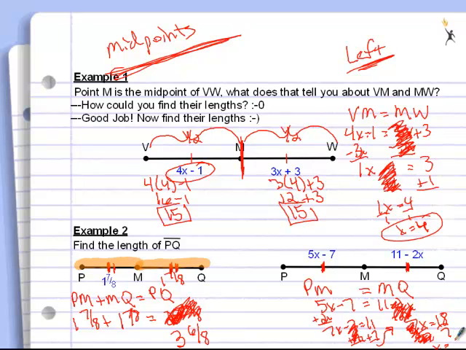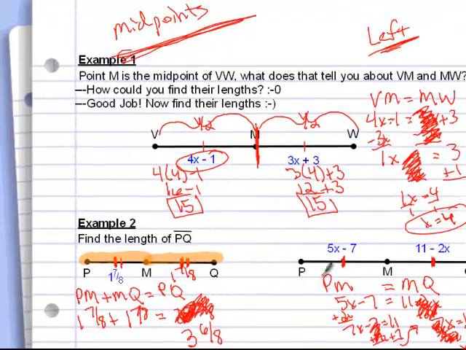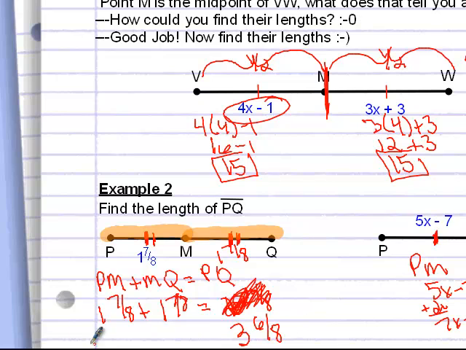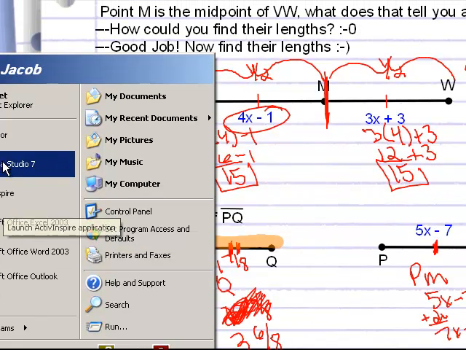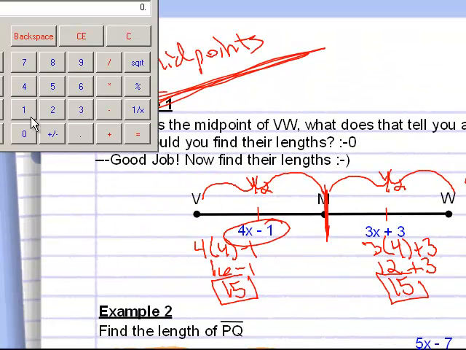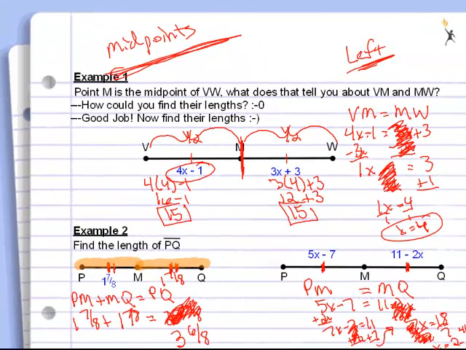18 divided by 7 should be 2. I'm going to grab my calculator real quick. I don't want to give you a wrong answer. 18 divided by 7, 2.57, or just 2 4/7 left over. So if each x is 2 4/7, we can solve for PM and MQ.